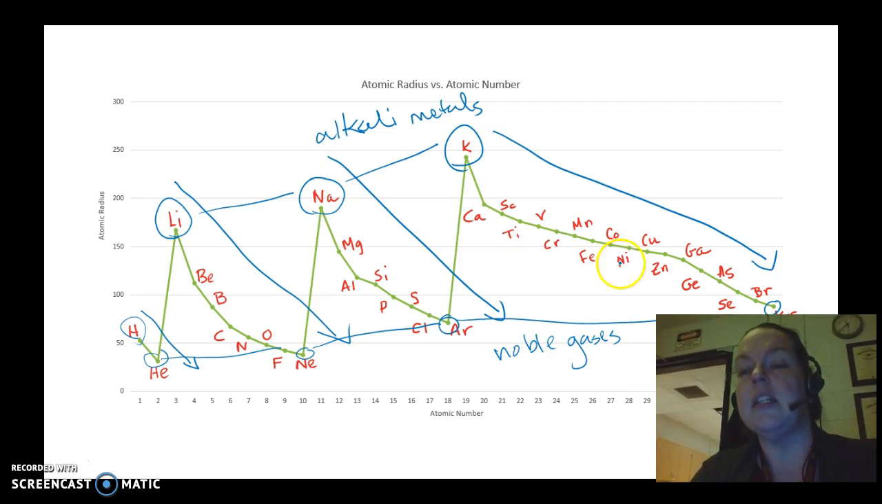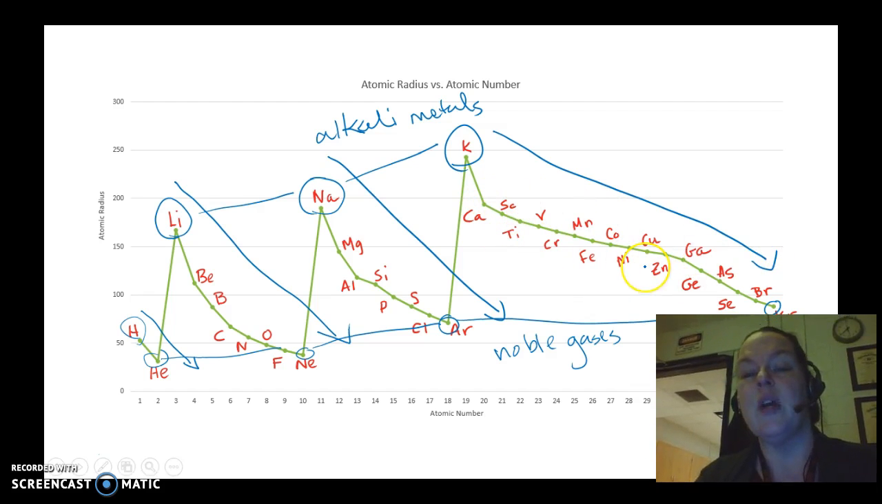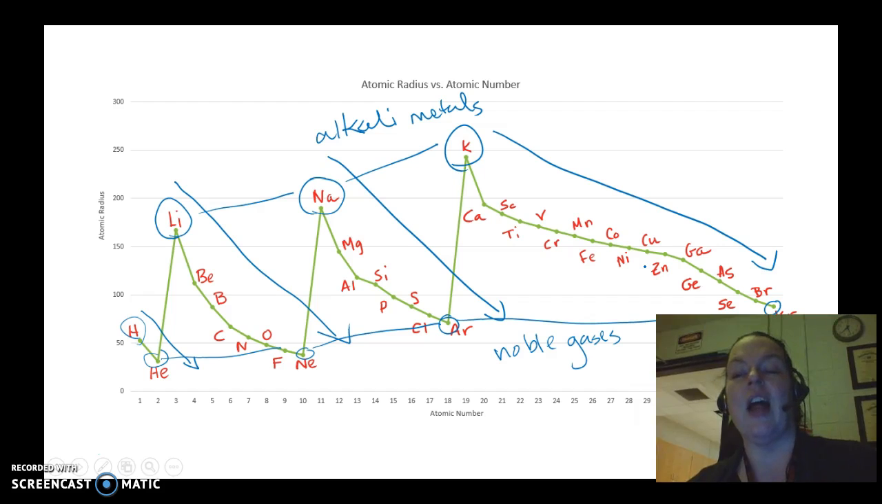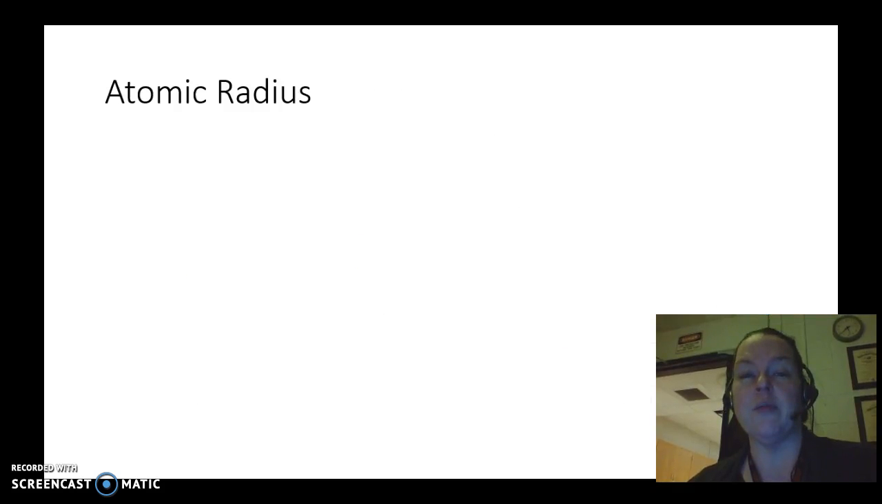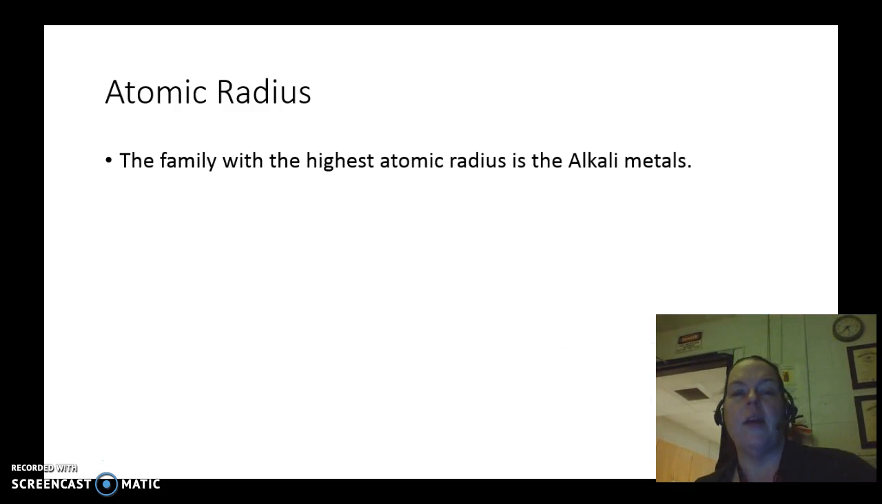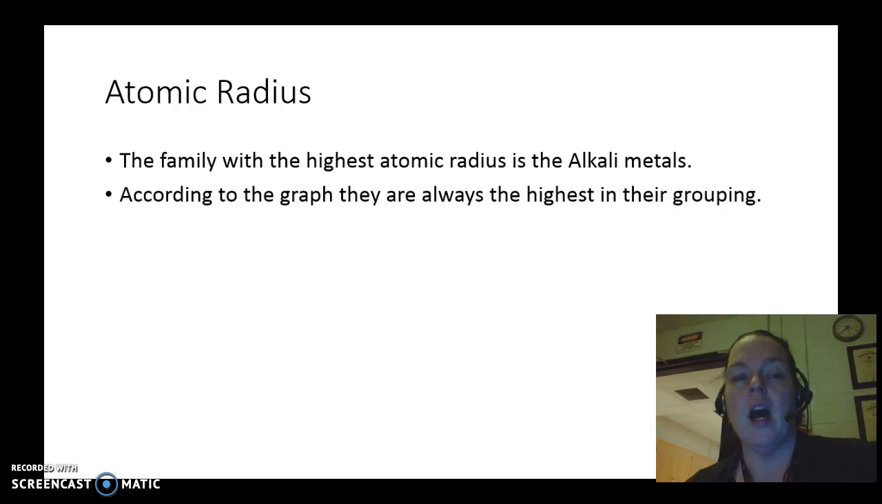One more time, when we get into these transition metals, we see that the slope of that line is kind of decreasing a little bit. It's flattening out a little bit, but it's still decreasing. So the last one that we were looking at, let's recap atomic radius. The family with the highest atomic radius is the alkali metals. Yes, I know that that's not making quite sense to you, but we'll get there. According to the graph, they're always the highest in their grouping.